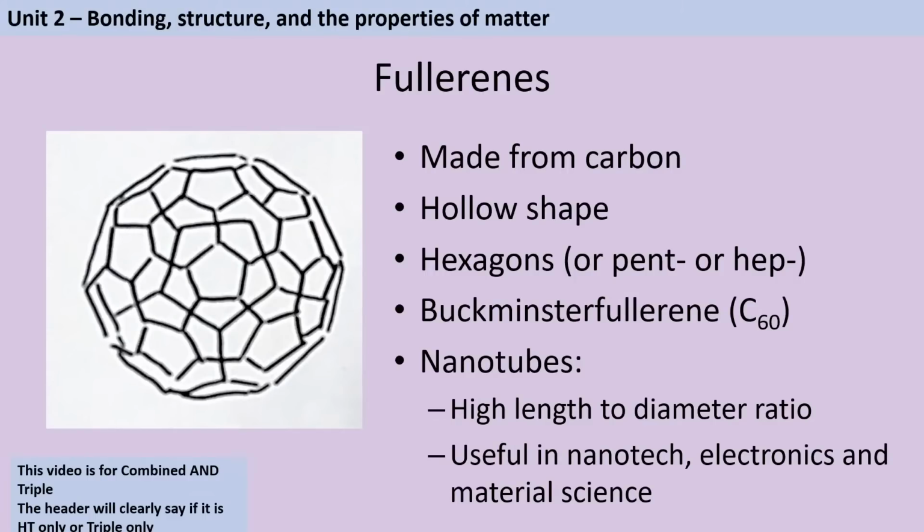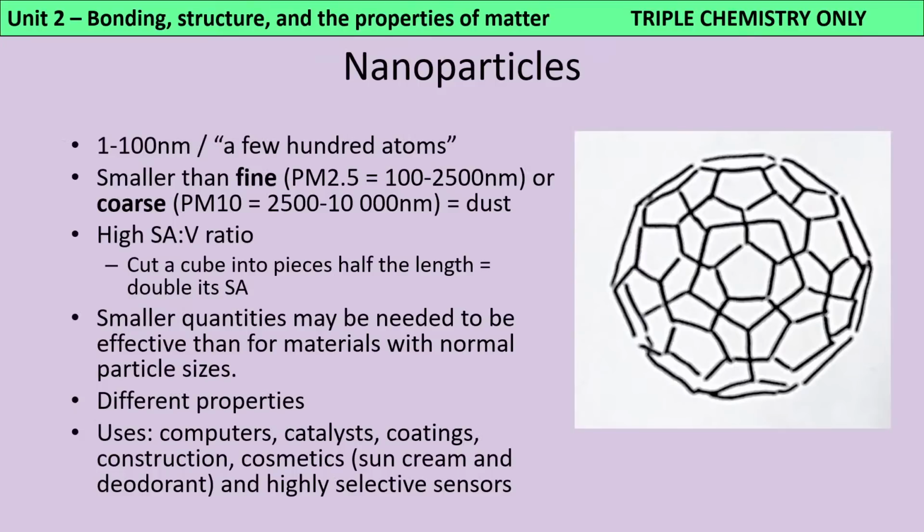So Fullerenes also include nanotubes, which are these very, very thin tubes. They've got a very high length to diameter ratio and a very high strength to weight ratio, which makes them really useful in nanotech and electronics and also material science.